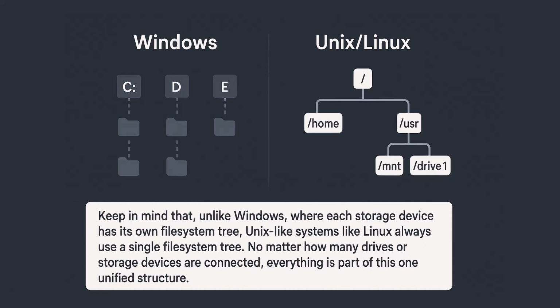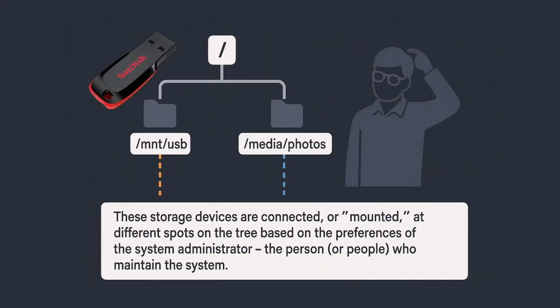Pro tip: keep in mind that unlike Windows, where each storage device has its own file system tree, Unix-like systems such as Linux always use a single file system tree. No matter how many drives or storage devices are connected, everything is a part of this one unified structure. These storage devices are connected, or mounted, at different spots on the tree based on the preferences of the system administrator, the person or people who maintain the system.